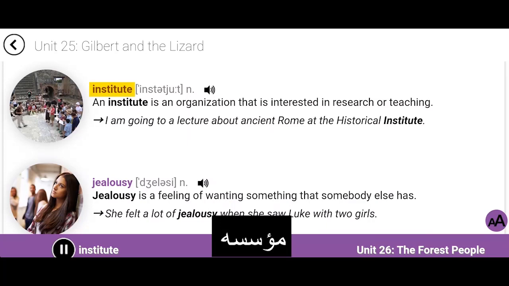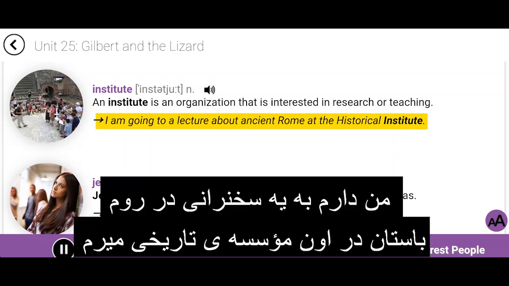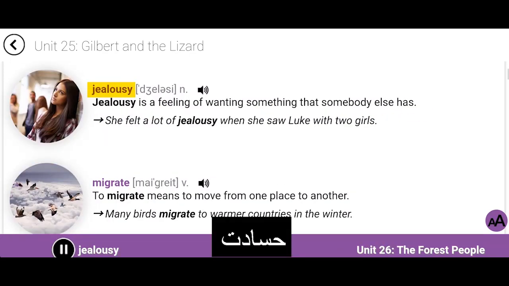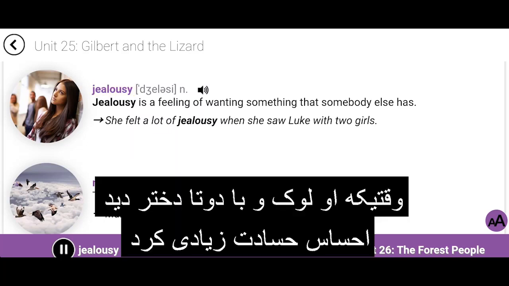Institute. An institute is an organization that is interested in research or teaching. I'm going to a lecture about ancient Rome at the Historical Institute. Jealousy. Jealousy is a feeling of wanting something that somebody else has. She felt a lot of jealousy when she saw Luke with 2 girls.